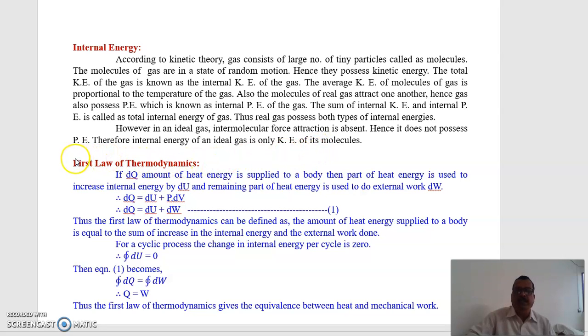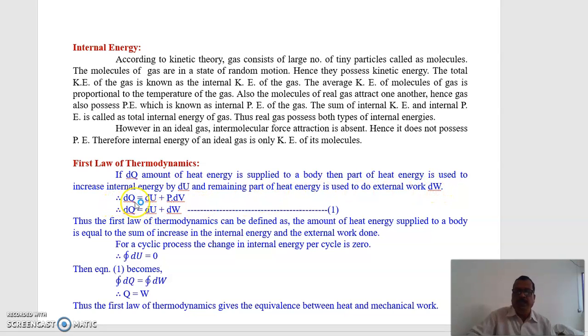Now we see first law of thermodynamics. In this case, if you consider dq amount of heat energy is supplied to a body, then part of heat energy is used to increase its internal energy by an amount dU, and the remaining part of heat energy is used to do external work dW.